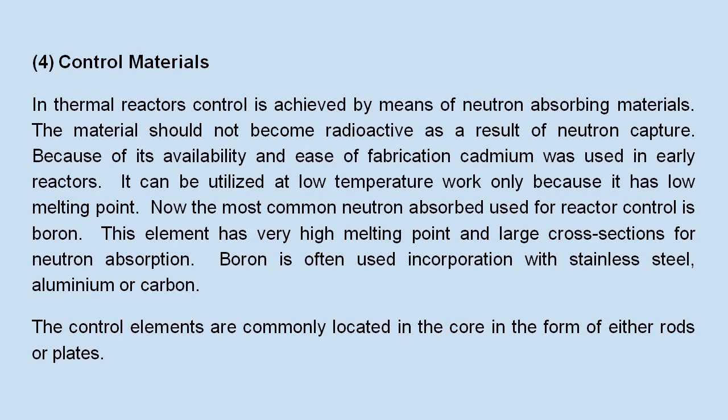Now, the most common neutron absorber used for reactor control is boron. This element has very high melting point and large cross sections for neutron absorption. Boron is often used in combination with stainless steel, aluminium or carbon. The control elements are commonly located in the core in the form of either rods or plates. That is why we have a general term, control rods.